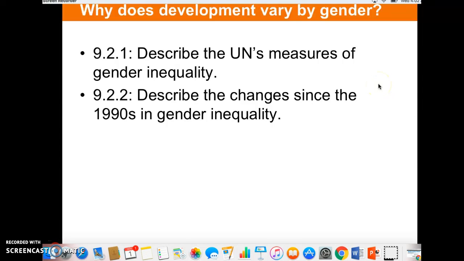Chapter 9, Key Issue 2, is about development and how development varies by gender in different countries and different regions. So we'll cover the UN's measures of gender inequality, so how do we measure it? And we'll describe the changes since the 1920s in gender inequality.